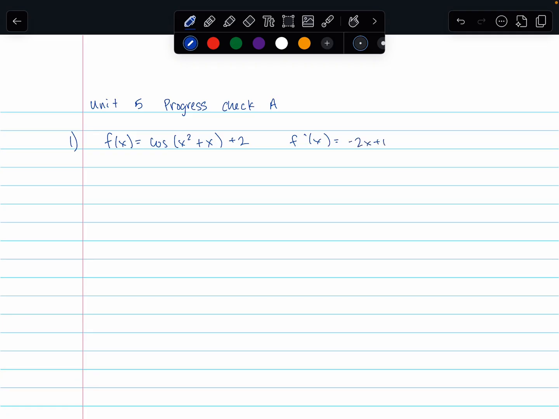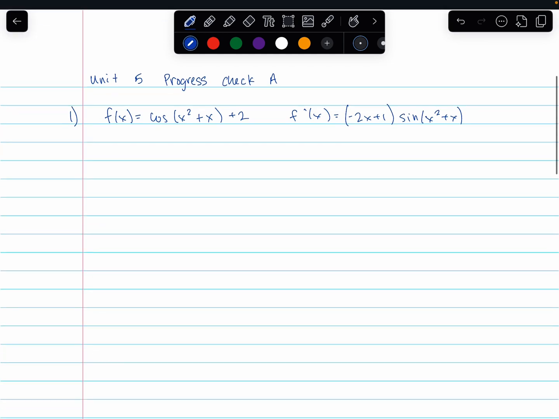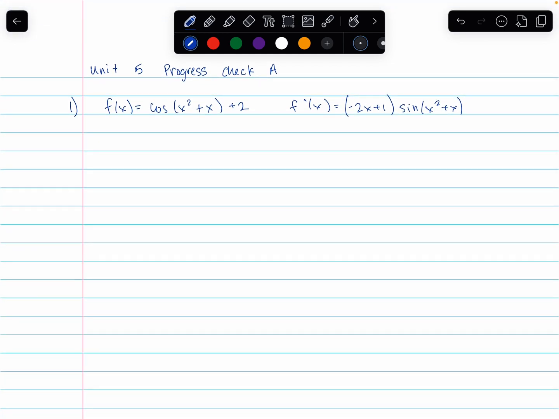plus 1 times sine of x squared plus x. What value of c satisfies the conclusion of the mean value theorem applied on the interval from 1 to 2? So let's follow through with the math, the procedural part of the mean value theorem. They give us the interval from 1 to 2.